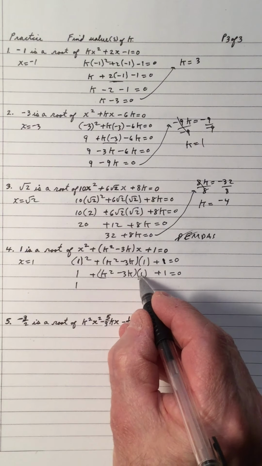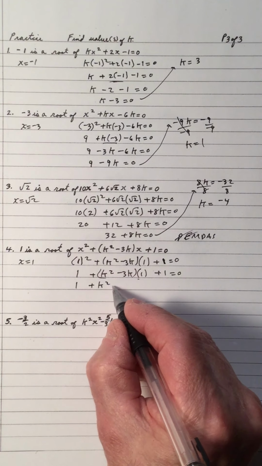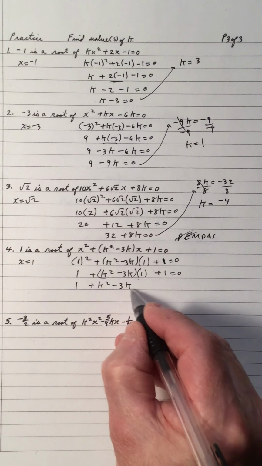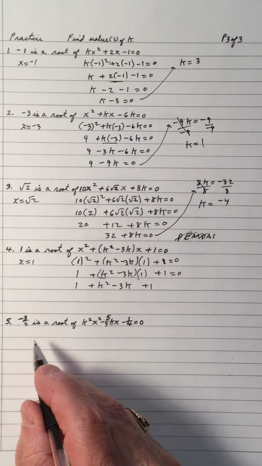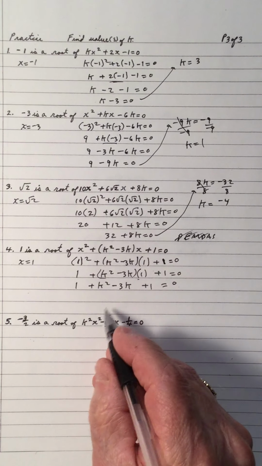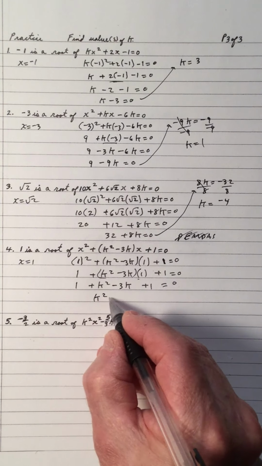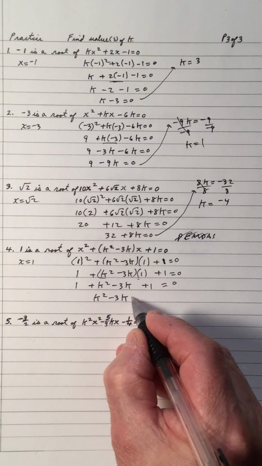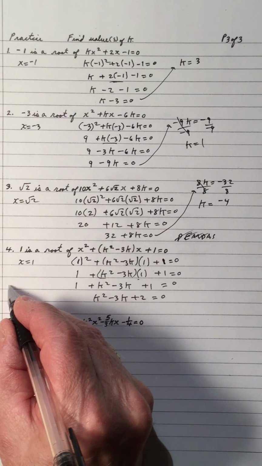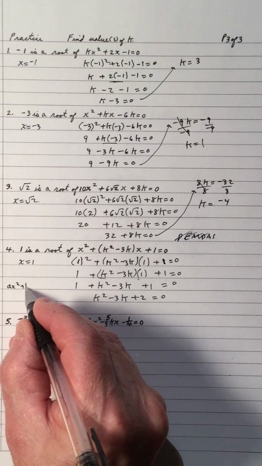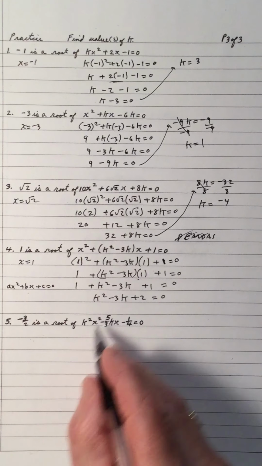So 1 times k squared is k squared. 1 times negative 3k is negative 3k. Multiplication and division are done left to right, equal to 0. So now I have to add up the ones. I got k squared minus 3k plus 2 equals 0. Remember, you have to write it in the ax squared plus bx plus c equals 0 form.